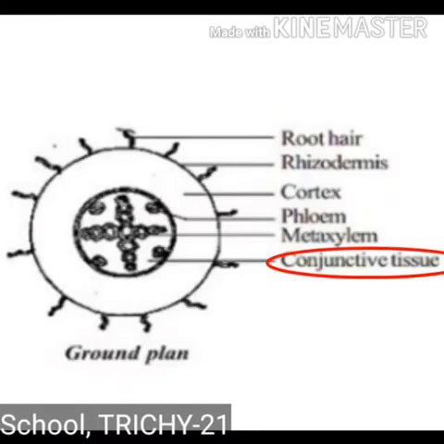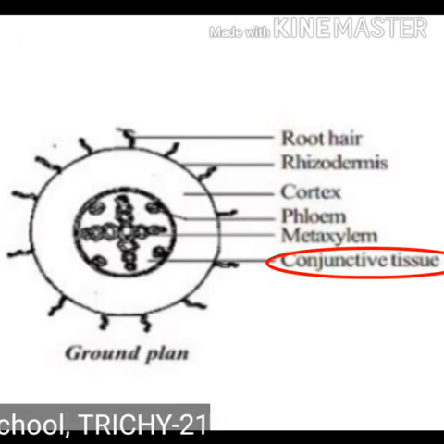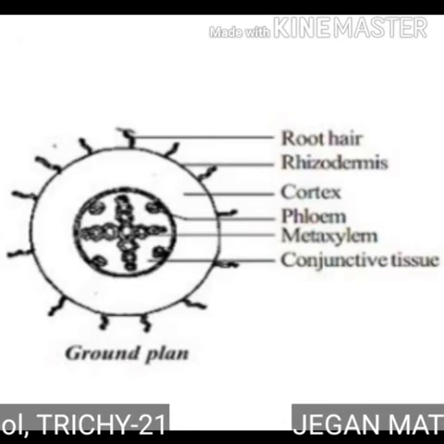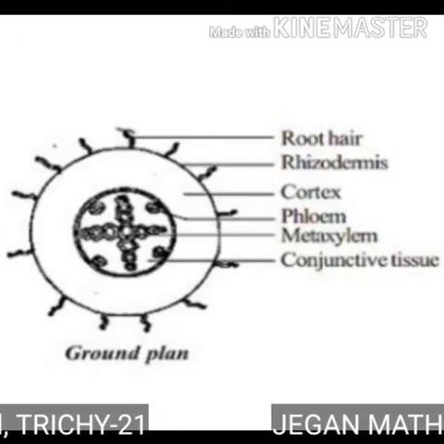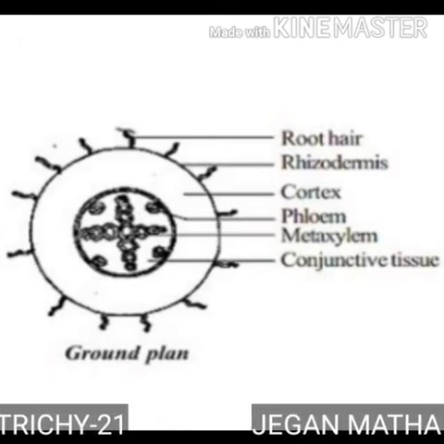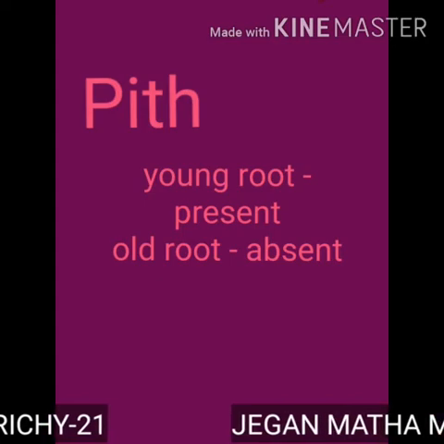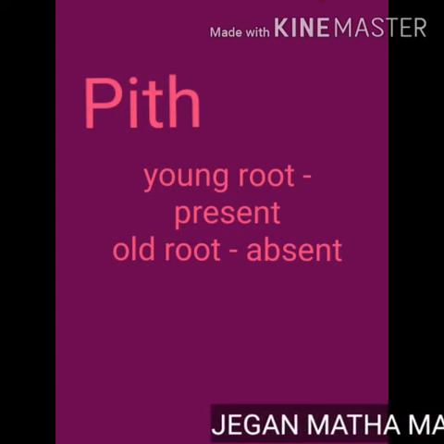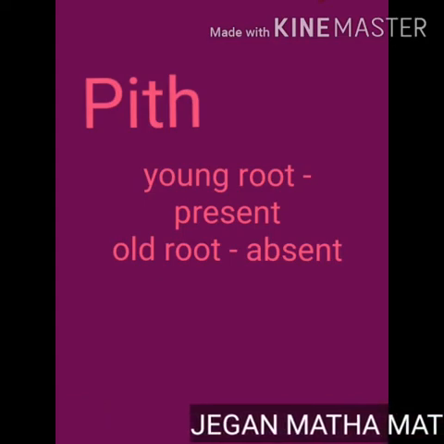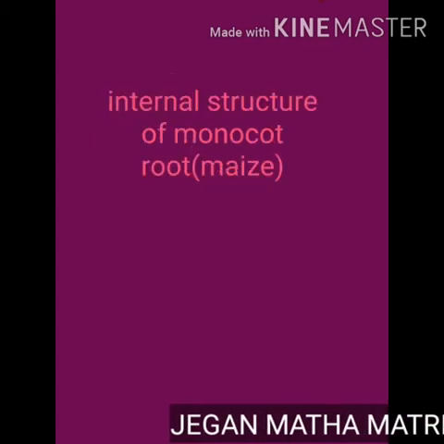The tissue present between xylem and phloem is called conjunctive tissues. In dicot root, it is made up of parenchyma. Pith. Young root contains pith, whereas in old root, pith is absent.